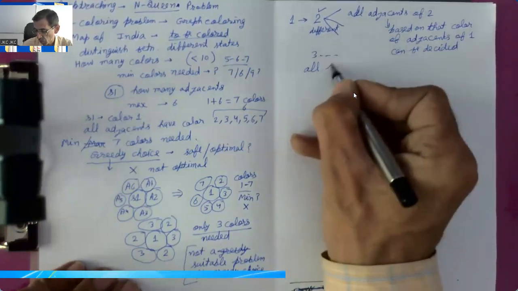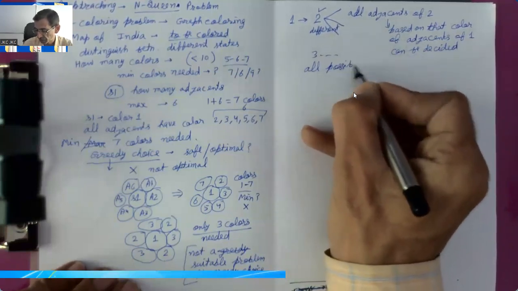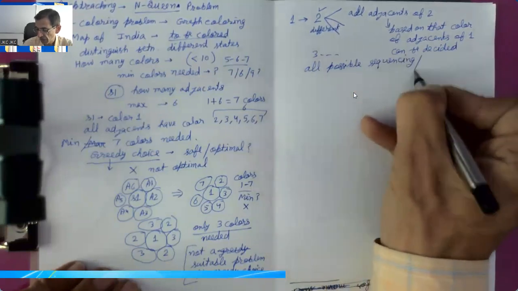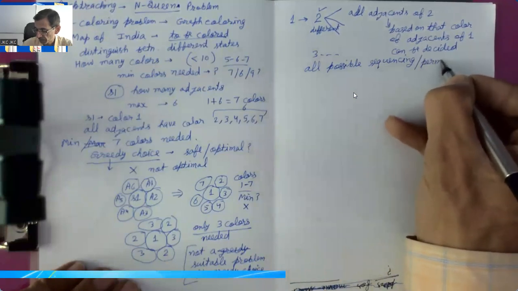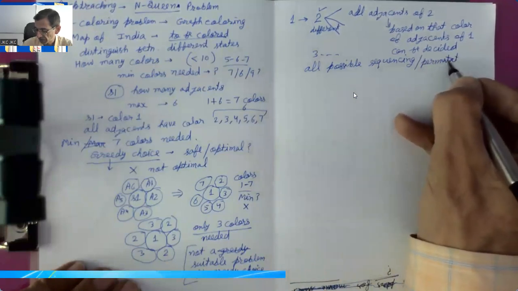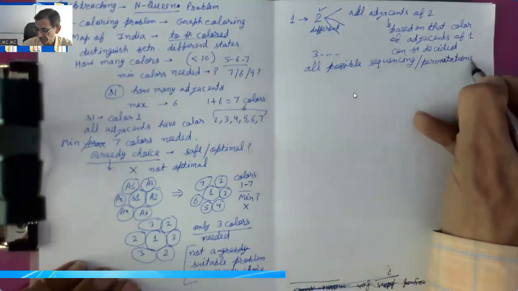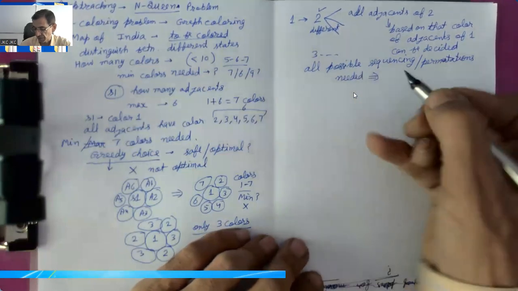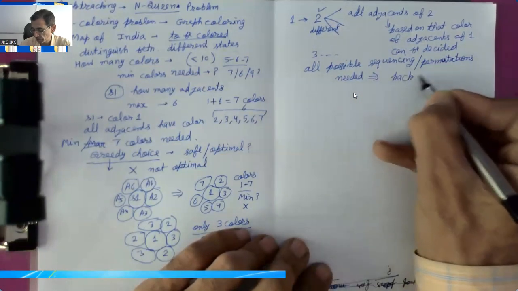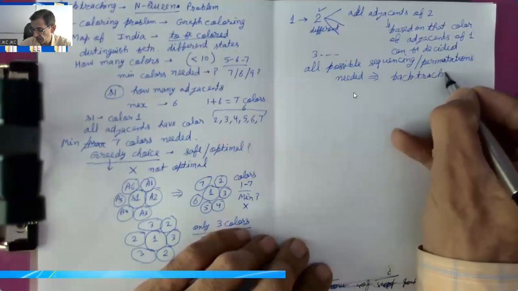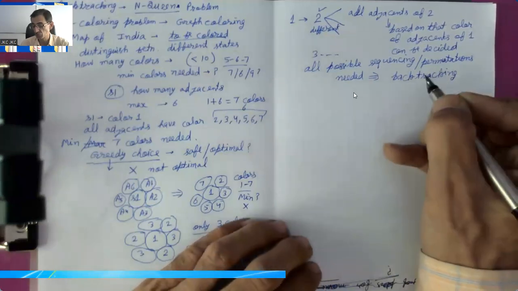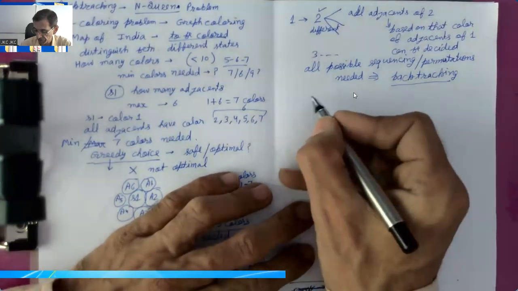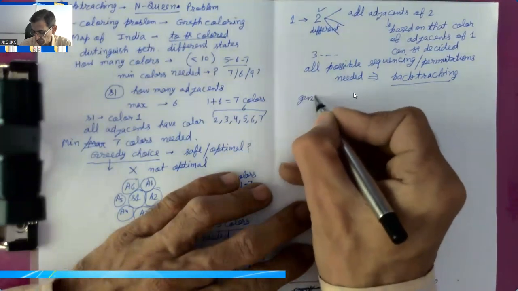Effectively, it means all possible sequencing of these adjacents, or permutations, are to be explored, and based on that only can I find the minimum requirement. Obviously, it becomes a suitable backtracking problem because I need all possible permutations, and as soon as some color becomes unsuitable, I will go back. So if I think backtracking, I have to always think of generating the solution incrementally.